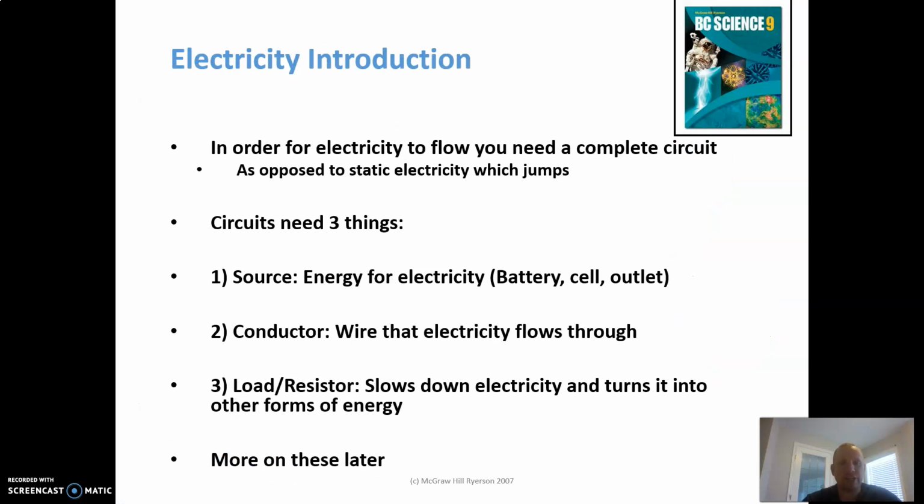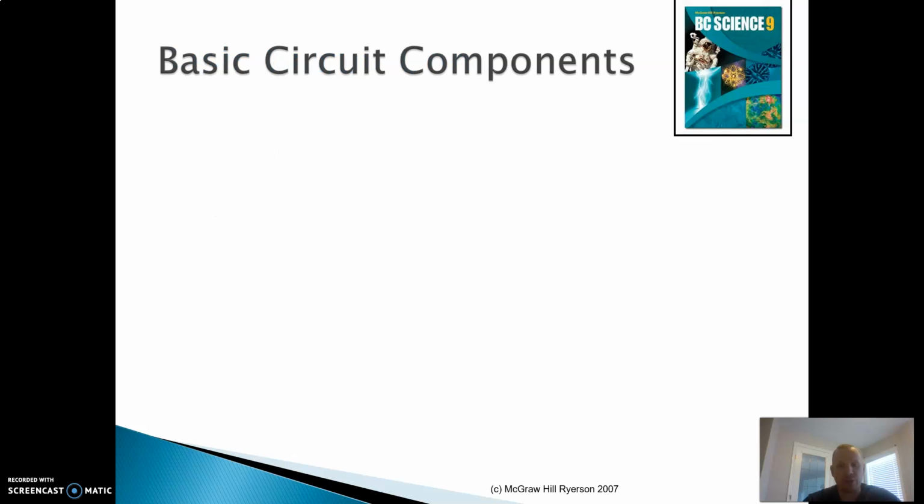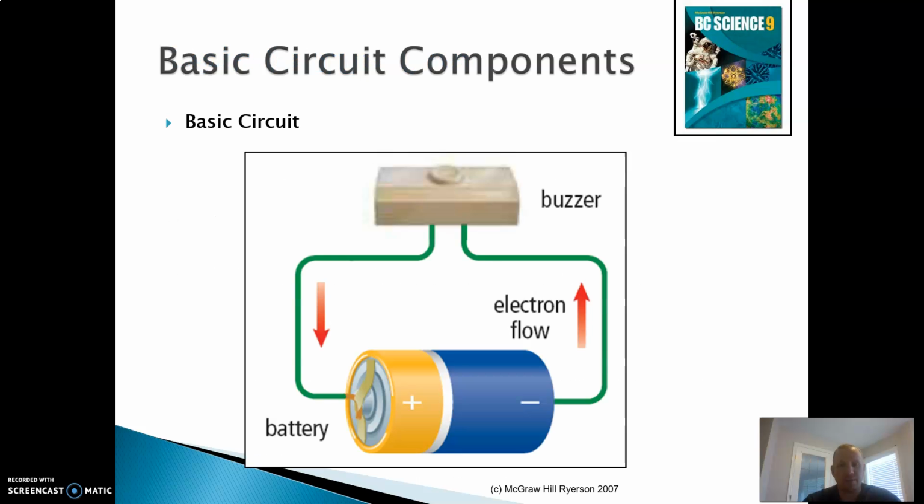And just a little introduction to next week. In order for electricity to flow through a complete circuit, you need these three things. You need the source of energy, which is the battery, which creates the voltage. You need a conductor, a wire that allows the electric current to flow through. And you need either a load or a resistor, something that slows down the electricity and turns it into other forms of energy, which we'll talk about next week. Here's a really basic picture of a circuit.